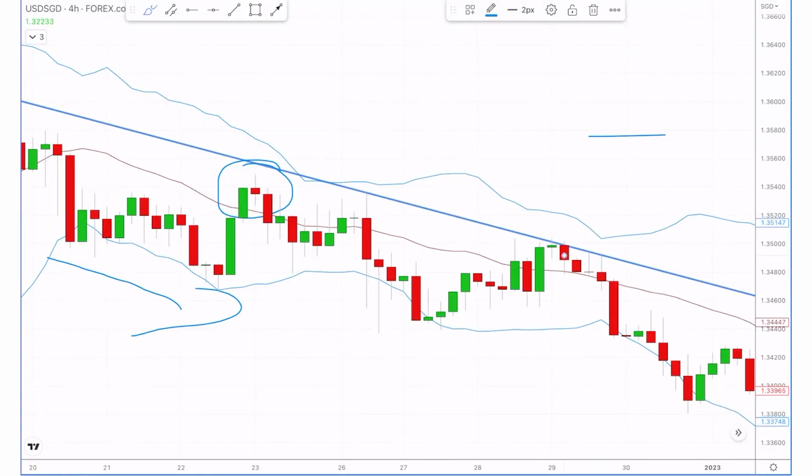Engulfing candle. So we have a bullish candlestick here, a very small one, kind of like a pin bar. The next one is engulfing its full body and wick. So that's a good sign of reversal here. Very nice one. Okay, then price continues.